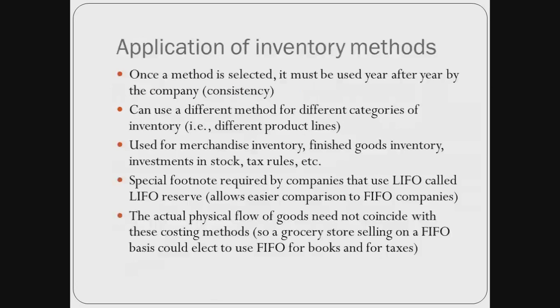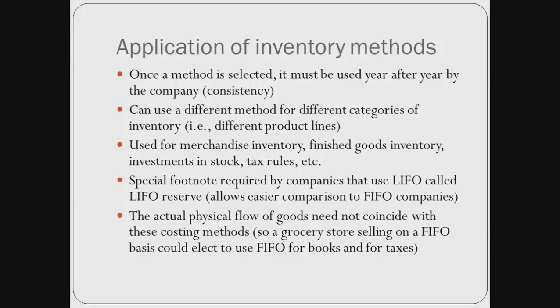Once you've selected a method, one thing we do have to look at: if you change from LIFO to FIFO or FIFO to weighted average or whatever, it would actually change your profits. So companies have to be consistent year after year. Now, if they have different kinds of goods, maybe you're a parent company and you own 3 subsidiary companies. Each subsidiary could use a different method, or even the one company could use it with different product lines.